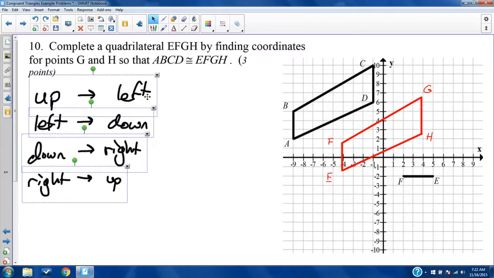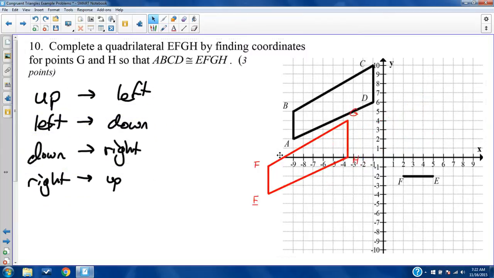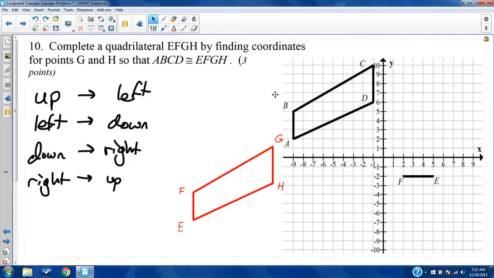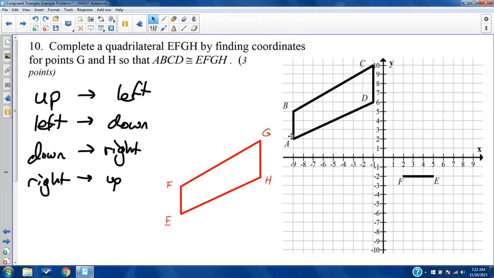Now, you don't actually have to do a lot of work. I really only have to do this once, but EF is already drawn for you. Now, EF corresponded to AB.